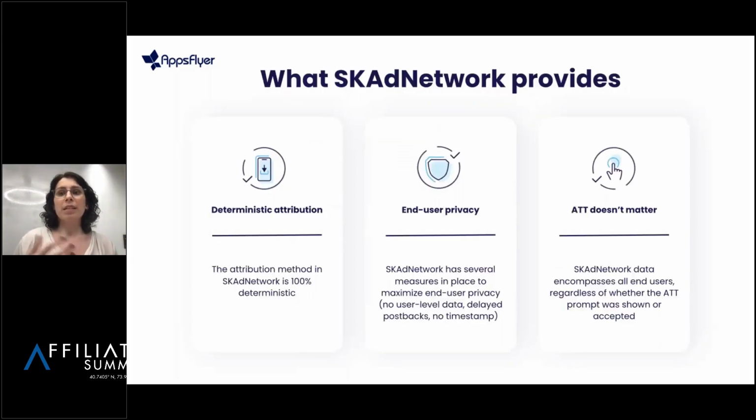So SKAd Network provides advertisers with some really critical things. One of them is the attribution. The ad attribution here is deterministic. It's accurate because Apple knows what's happening on its end. It's a 100% deterministic attribution method, so there's no question of accuracy here. It's also very private, designed with privacy in mind. There are several measures that Apple has put in place to make sure that end user privacy is maximized. For example, the postbacks that are sent by SKAd Network don't contain any user or device level data. Postbacks are sent at a delay so that there's no possible way to tie back a postback with a specific user or specific occurrence.